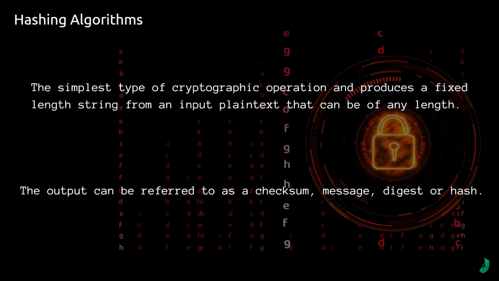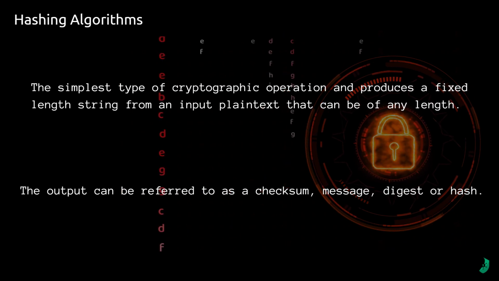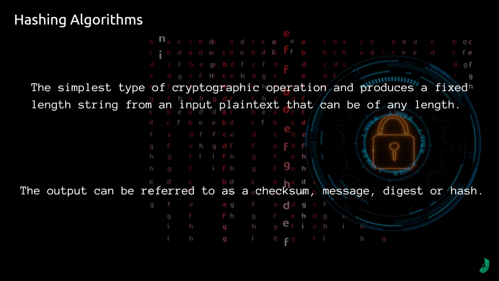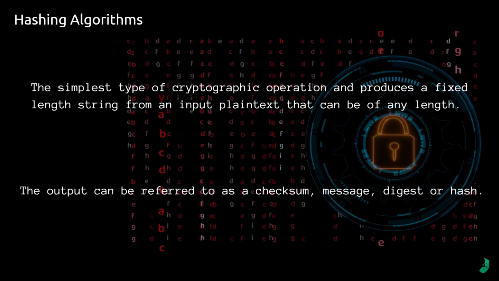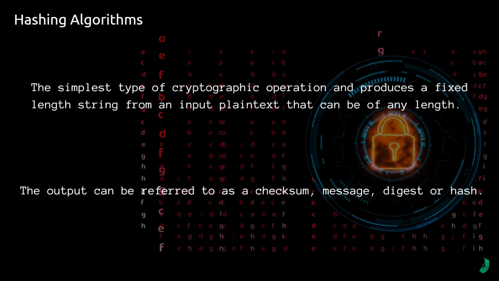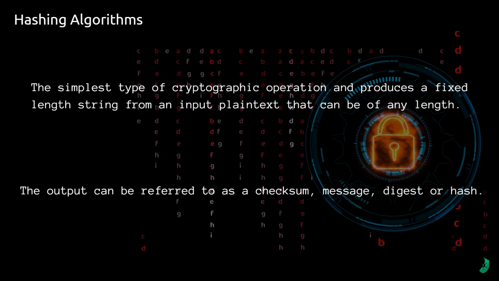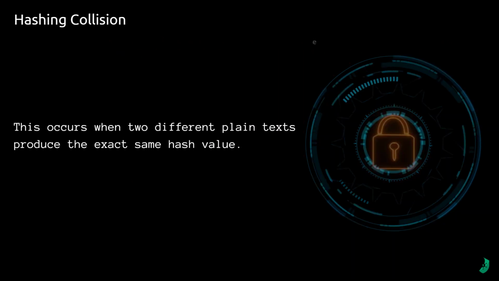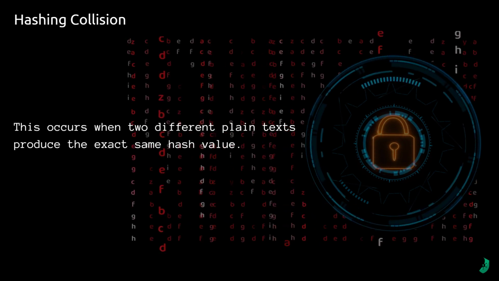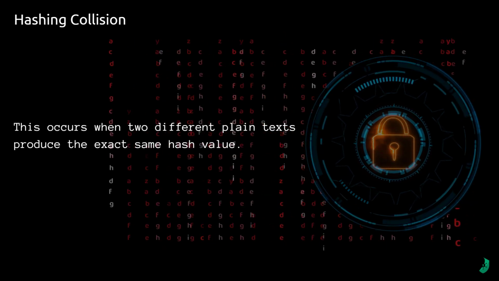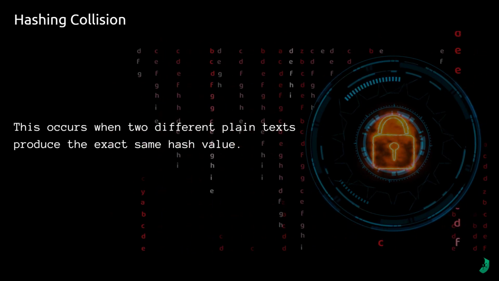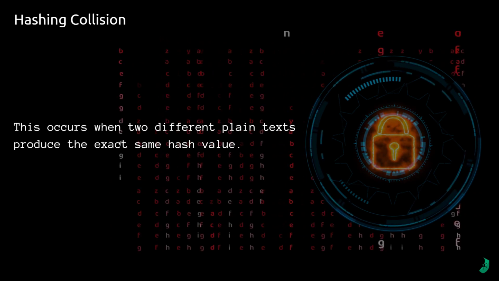Now, the output of a hashing algorithm can either be referred to as a checksum, a digest, or a hash. It's very often referred to as either a hash or checksum. Those are the two most common names used to refer to the output of a hashing algorithm. Now, there is something you should be aware of known as a hashing collision. This happens when two different plain texts end up producing the exact same hash value. It's not very common, but it does occur, so keep that in mind.